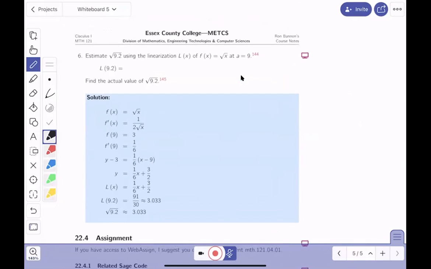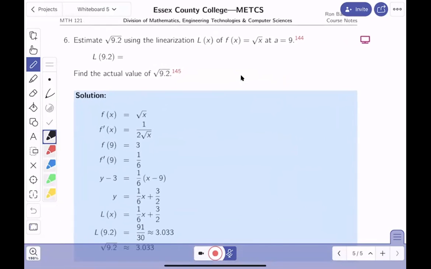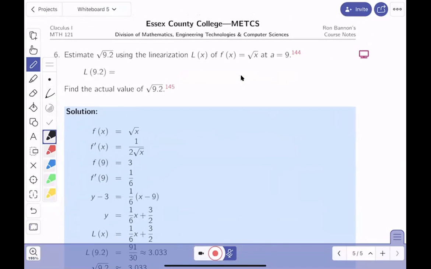6 wants me to estimate the square root of 9.2. So let's write this down. I guess we're going to use linearization, right? So that's what they say. So f of x equals the square root of x. And then what do I have to do? I have to find f prime. That's 1 over 2 root x.